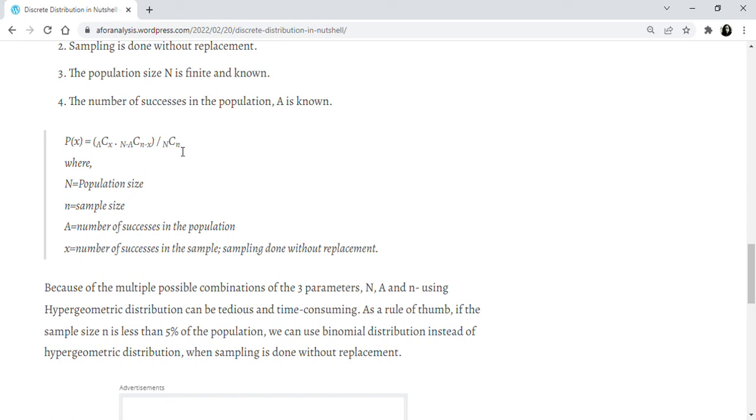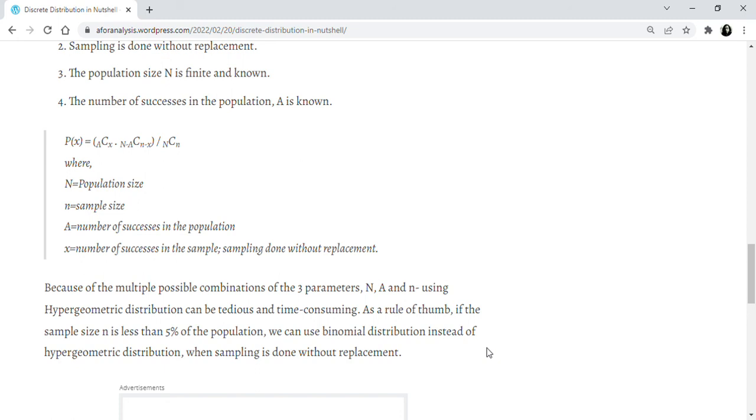The denominator is the total number of ways we can get a sample of size small n from a population of size capital N, and the other two terms give me the combinations in which we can select the success outcomes. Because of the multiple possible combinations of the three parameters capital A, capital N and small n, using hypergeometric distribution can be tedious and time consuming.